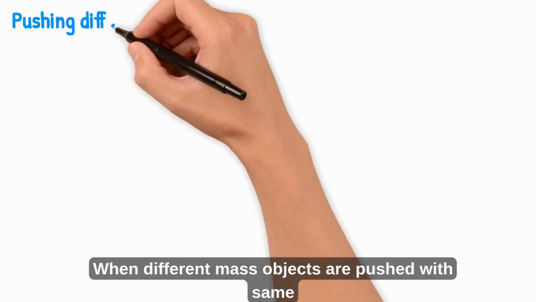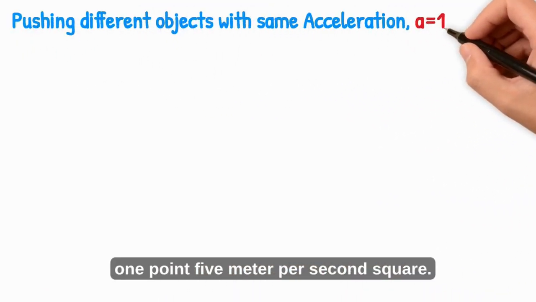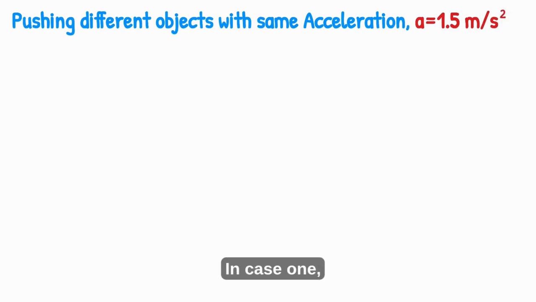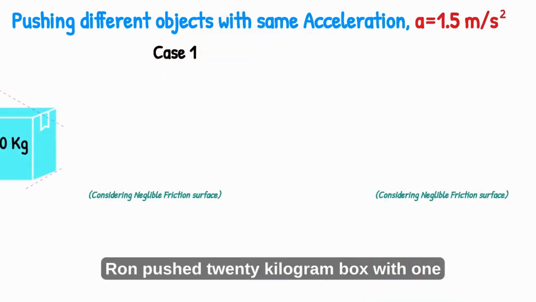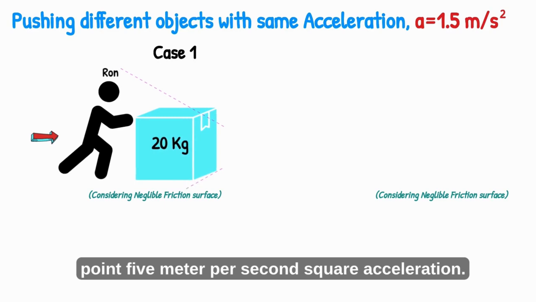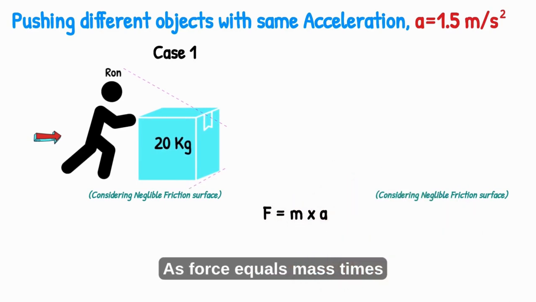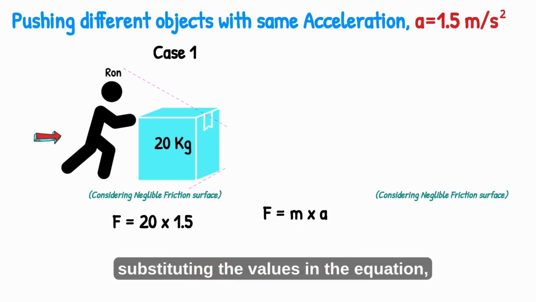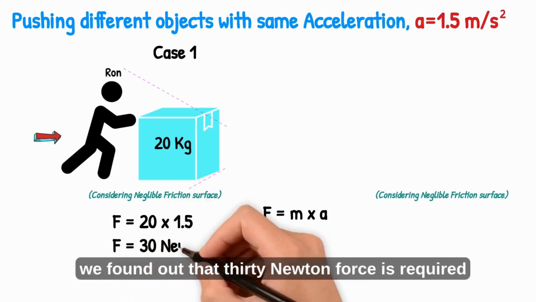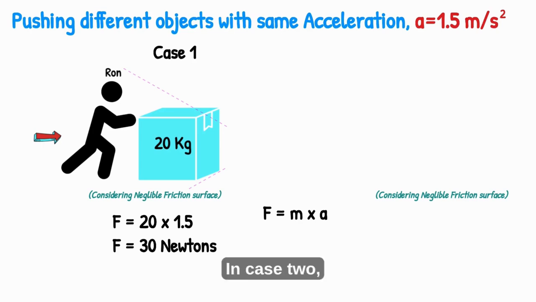When different mass objects are pushed with the same acceleration, for example, 1.5 meters per second square. In case 1, Ron pushed a 20 kilogram box with 1.5 meters per second square acceleration. As force equals mass times acceleration, substituting the values in the equation, we found out that 30 Newton force is required to maintain the acceleration.